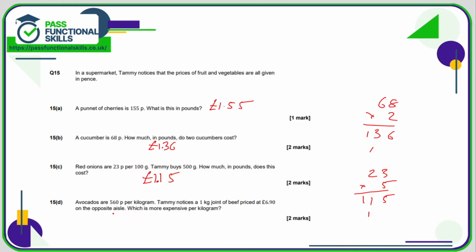15d, avocados are 560 pence per kilo. So we can write that as £5.60. And beef is £6.90 per kilo. So what's more expensive? Well, 6.90 is more than 5.60, so beef.